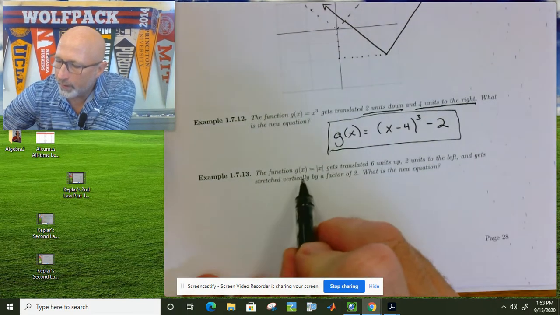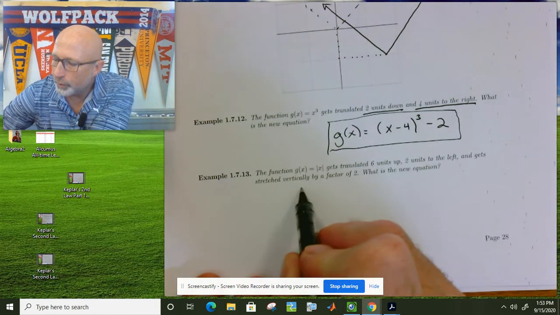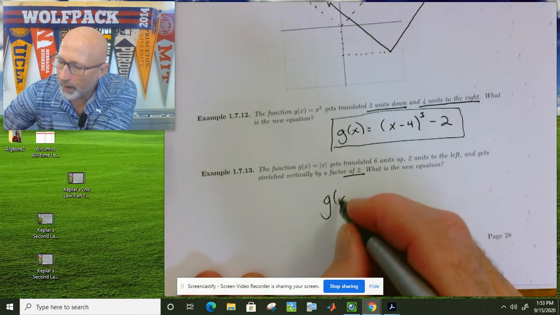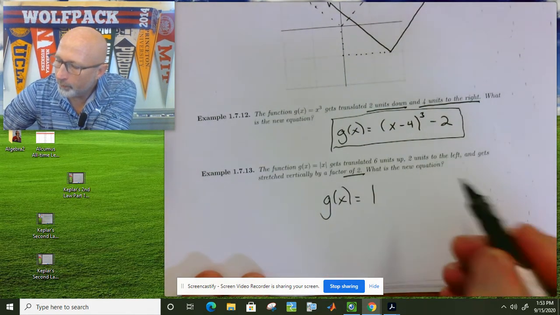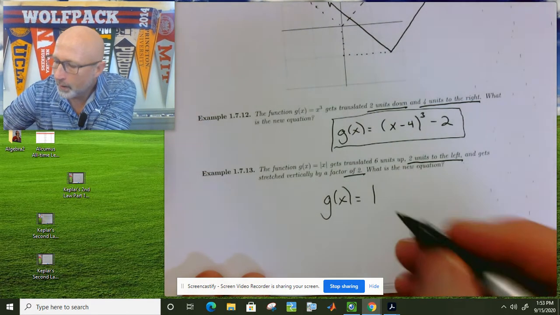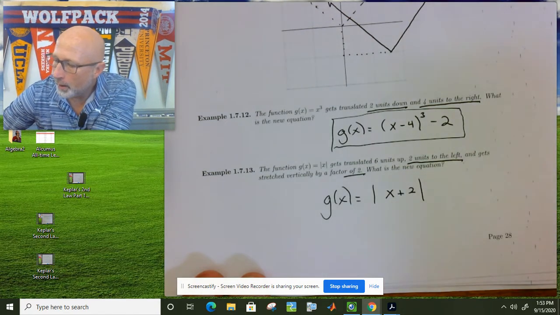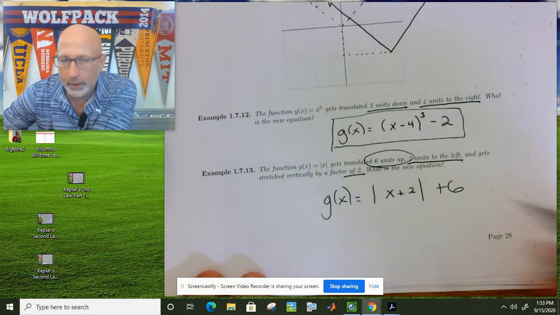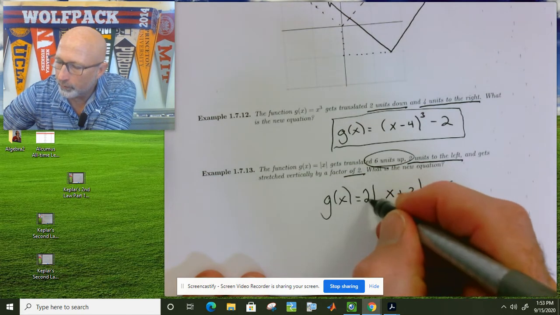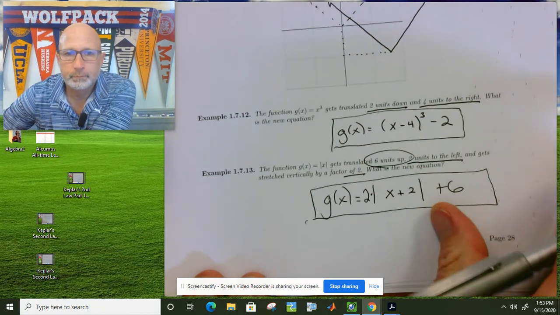Okay, so the function g of x equal to the absolute value of x gets translated 6 units up, 2 units to the left, and gets stretched vertically by a factor of 2. So the equation then becomes g of x is equal to... 2 units to the left. So horizontal shift, you're going to do the opposite. So this would be x plus 2. 6 units up, so plus 6. And then it gets stretched vertically by a factor of 2, so you just place a 2 in front of that. Okay, and this is my answer.